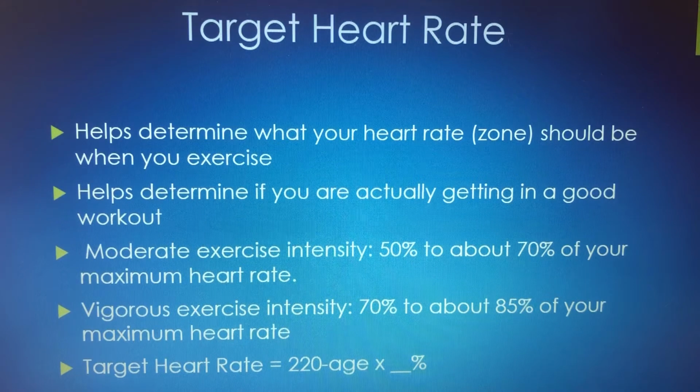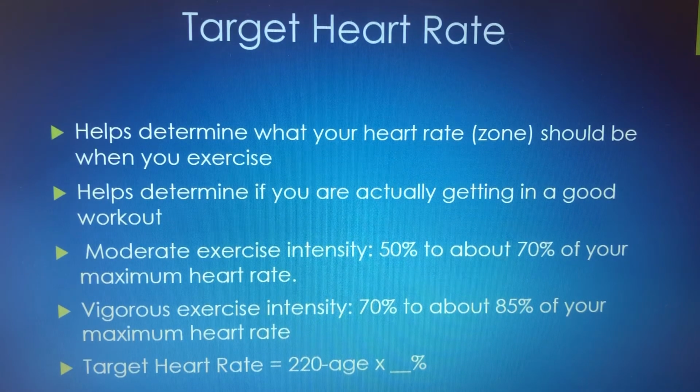Next, after calculating our max heart rate, we would then calculate our target heart rate. Your target heart rate is important because it's a zone that tells you what your heart rate should be when you exercise. It's a good indicator of how hard you're working out. So it's not necessarily just how sweaty you are or how tired or out of breath you feel. Your heart rate, and more specifically your target heart rate, is going to be a better indicator of how hard you're working out.